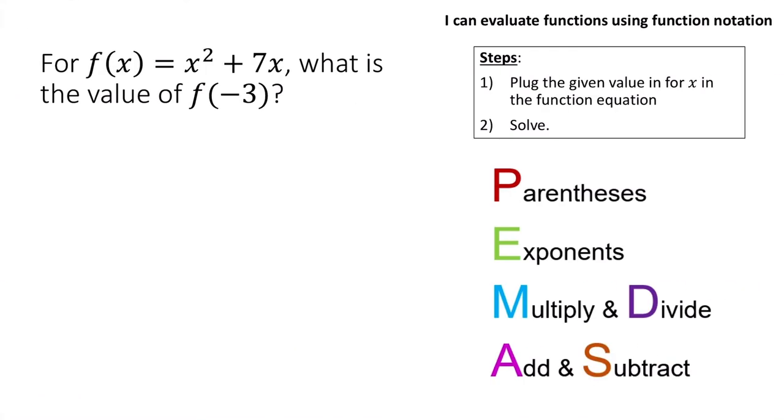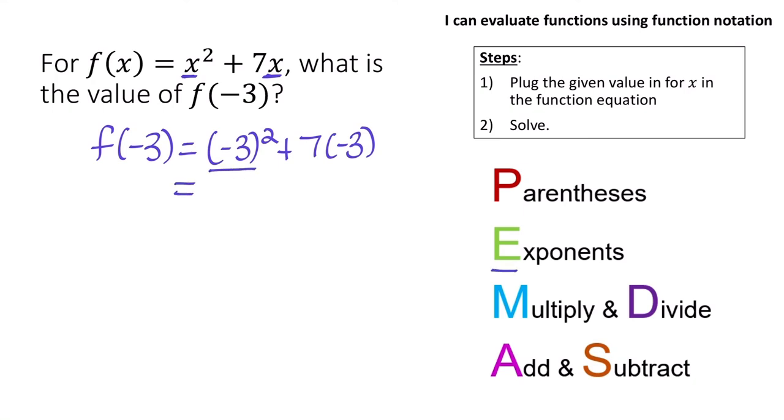So if f of x equals x squared plus 7x, what is the value of f of negative 3? Well, this problem is a little bit different because here we don't have an x in one term, we have an x in two terms. But the idea is the same. We're still going to plug in negative 3 everywhere we see an x. So this means f of negative 3 equals negative 3 squared plus 7 times negative 3. So we're going to start off by simplifying the exponent. So we have negative 3 squared, which is positive 9, plus 7 times negative 3.